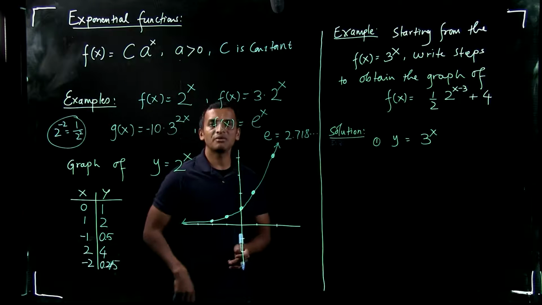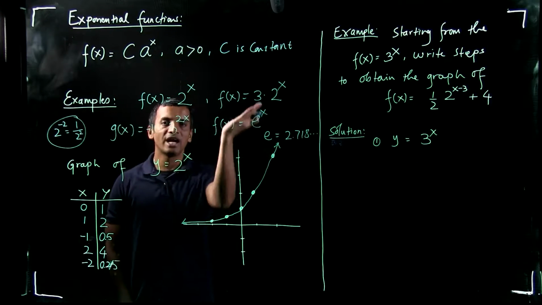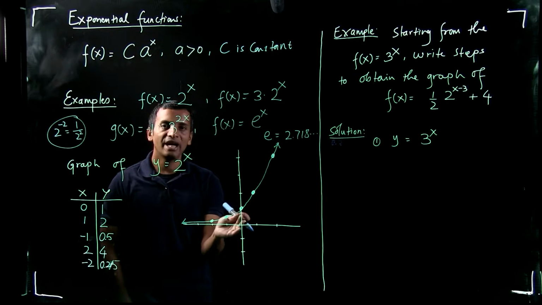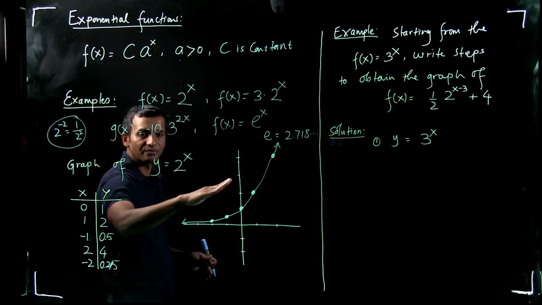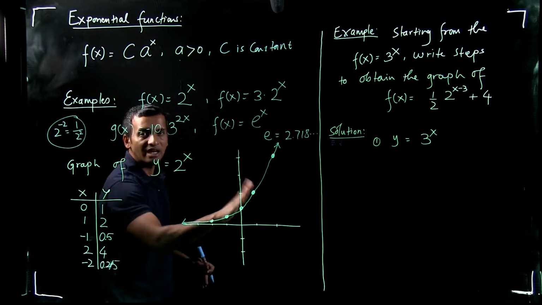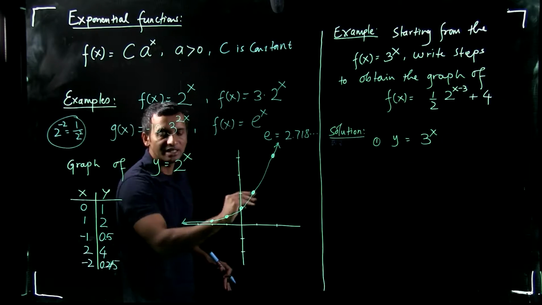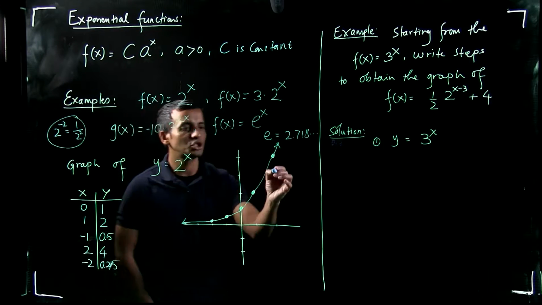Okay? So what did you see from the graph? So y equals 2 to the x is always above the x-axis, okay? And you can see that the x-axis is a horizontal asymptote of this graph. Also, the graph is always an increasing function. When you go to the right, you will get higher values of y. It is an increasing function. But tell me the domain and range of y equals 2 to the x.